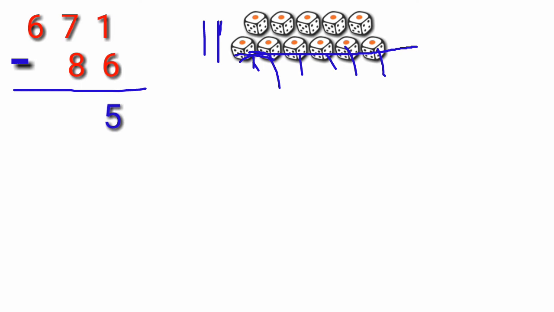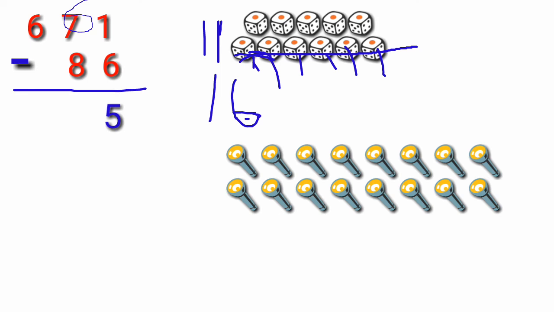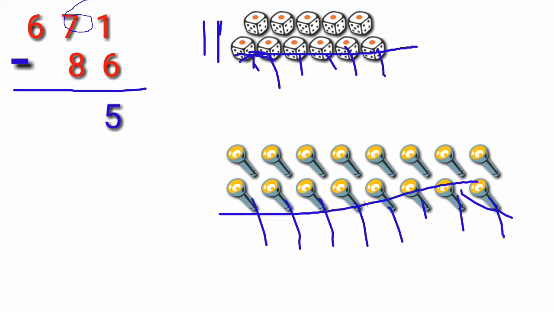So now 6 minus 8. 6 minus 8, it can't. Still, you have to borrow 1 from that 6. When you borrow 1 from the 6, it equals what? 16. So now 16 minus 8. Count it and remove it. 16 minus 8 is equal to what? 8. The answer is 8.